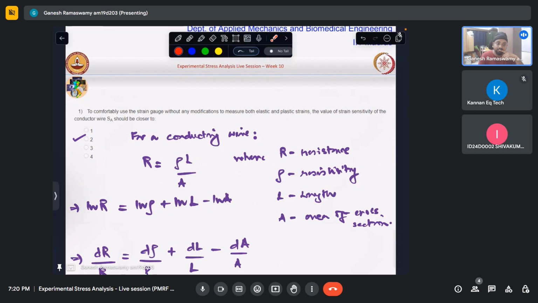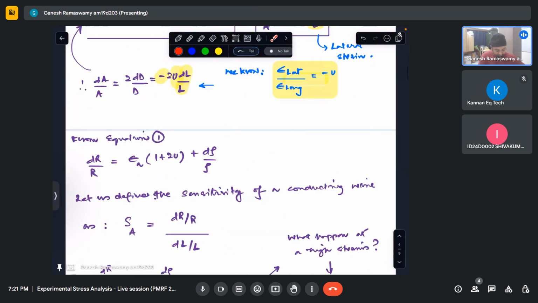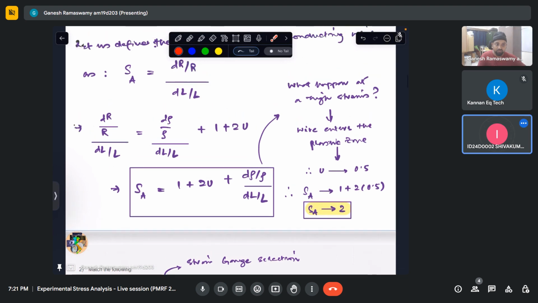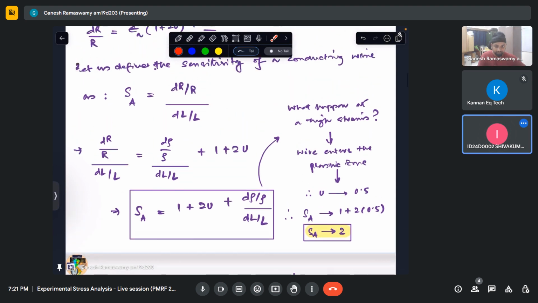Is it clear, sir? Yeah, the gauge factor is dependent on the Poisson's ratio mu. So if we have a gauge factor that accommodates this change, then we can seamlessly switch between these two.